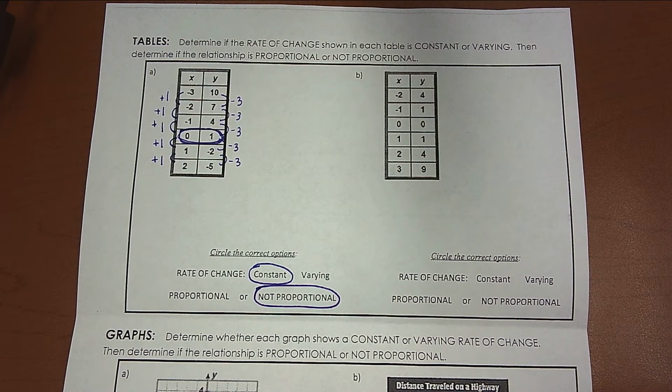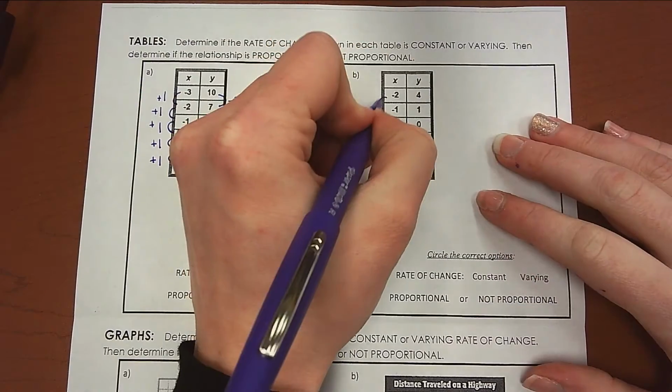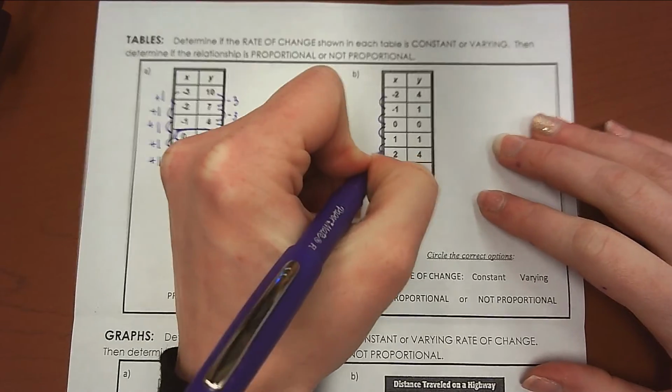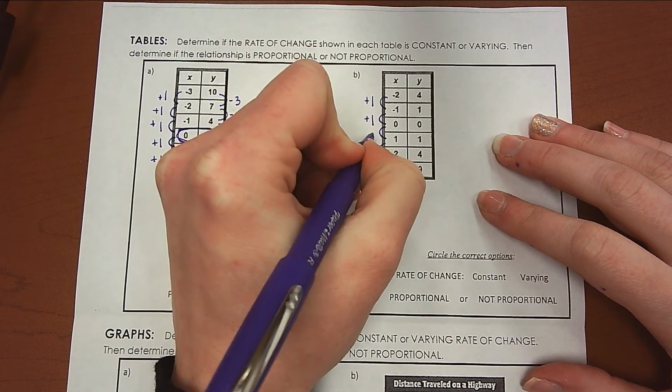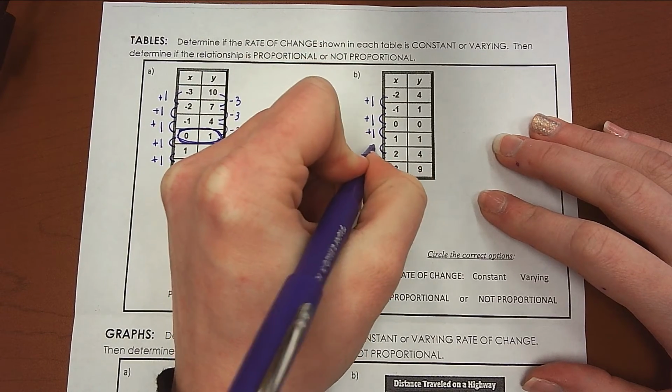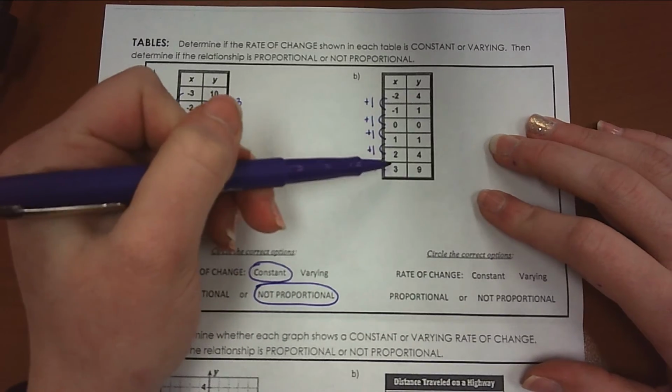In this next table, we're looking at how is x changing. And it appears that, again, we're adding 1. Negative 2 plus 1 is negative 1. Negative 1 plus 1 is 0. 0 plus 1 is 1. 1 plus 1 is 2. 2 plus 1 is 3. So we're going up by 1 every time in our x values.